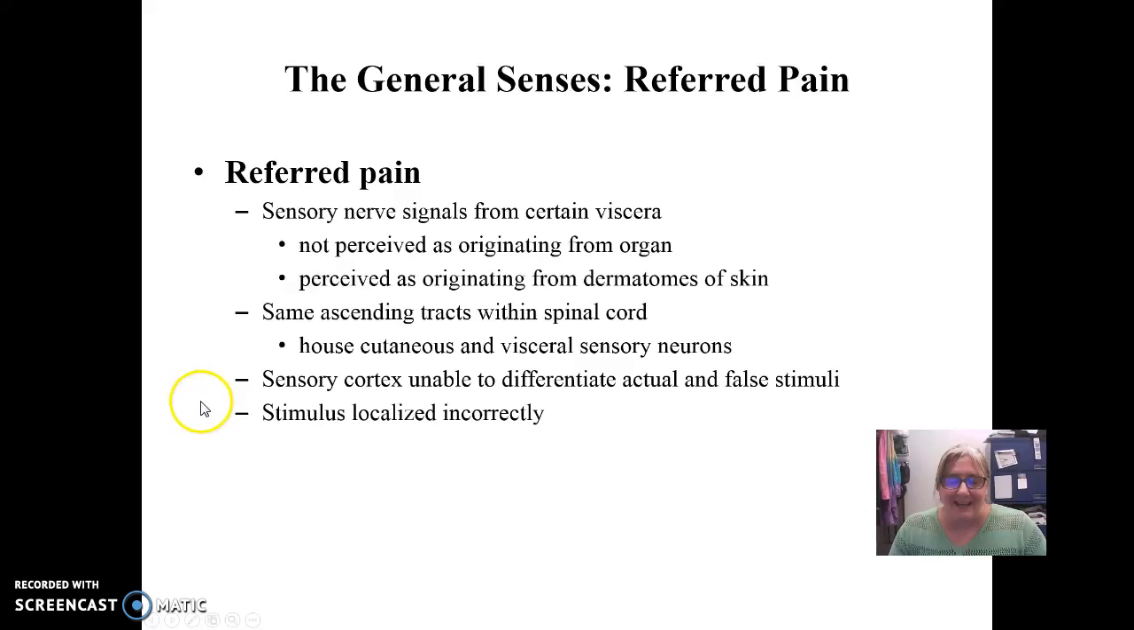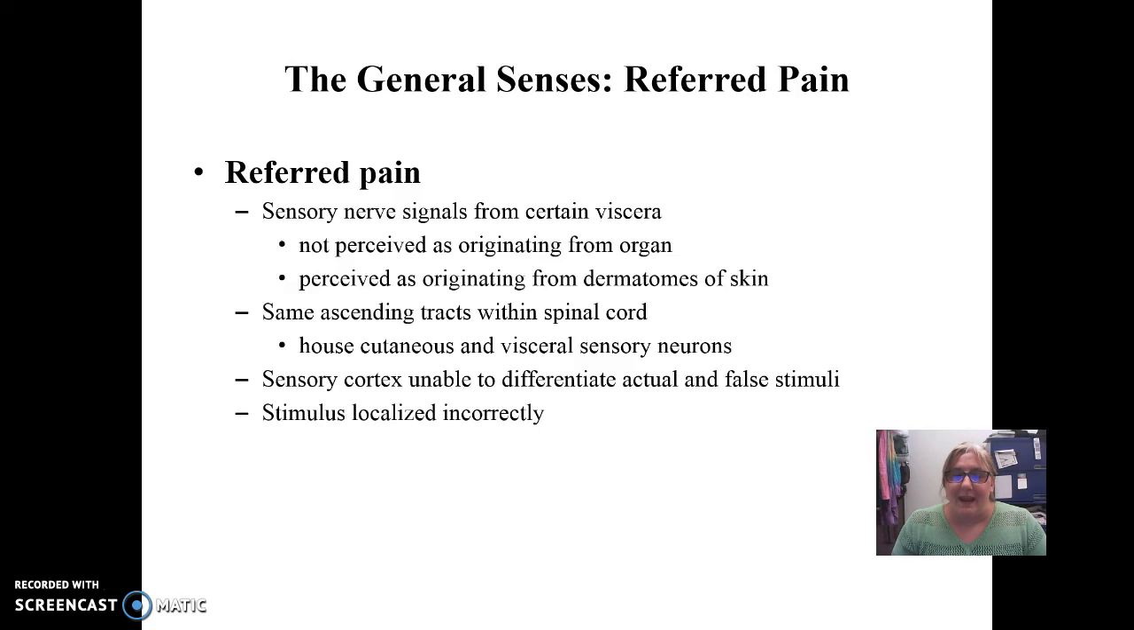So referred pain, in a nutshell, is pain that is found in one region of the body but is associated with another region of the body. And we've all had referred pain when we've had like an ice cream headache. So where is the pain located? We feel it here. But where is the pain actually, the receptors? In our mouth, the roof of our mouth. And that's called referred pain.